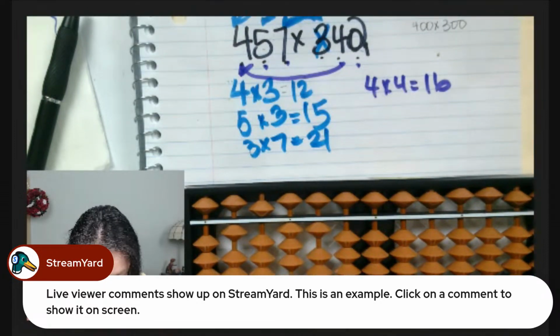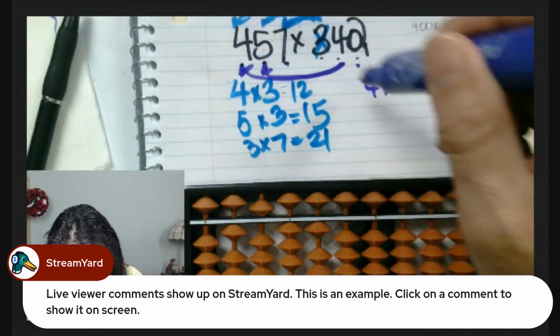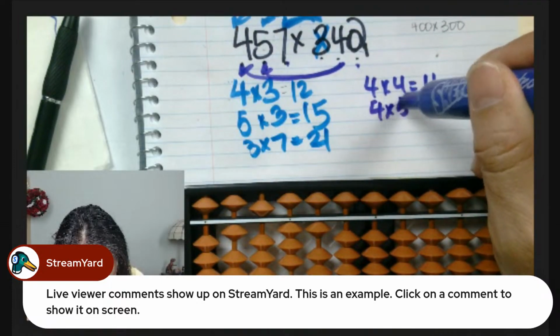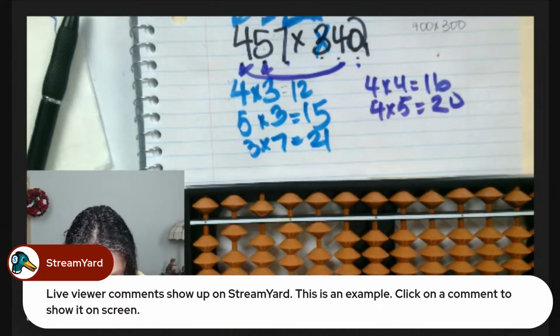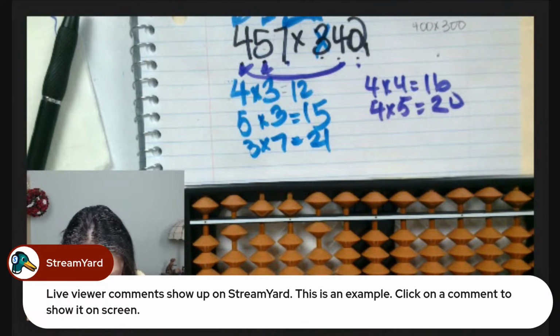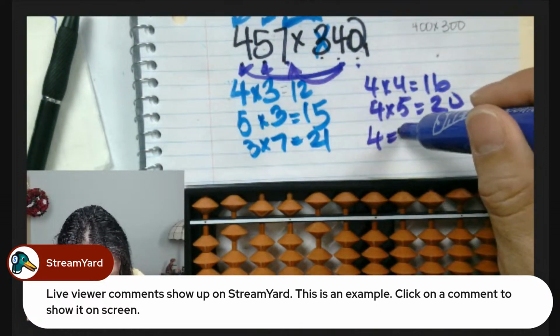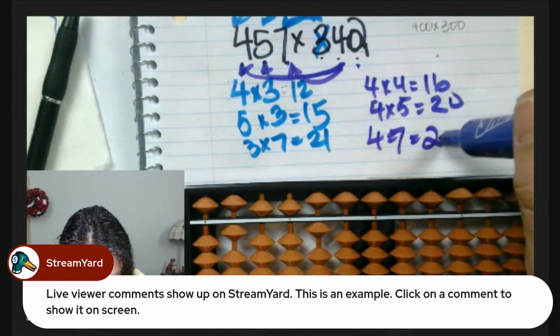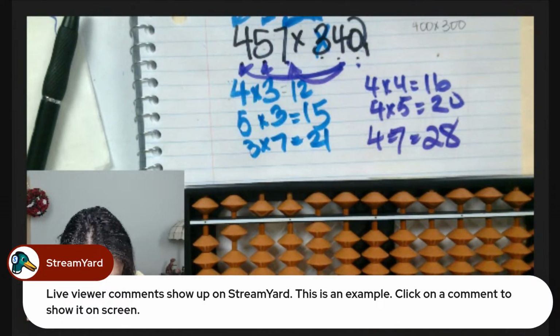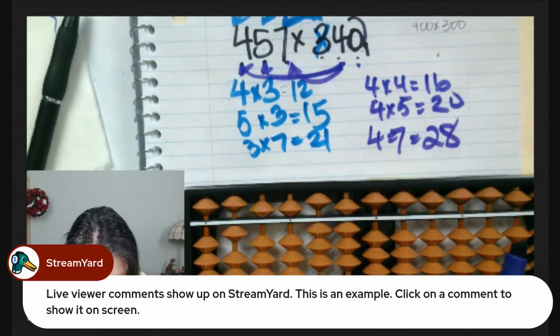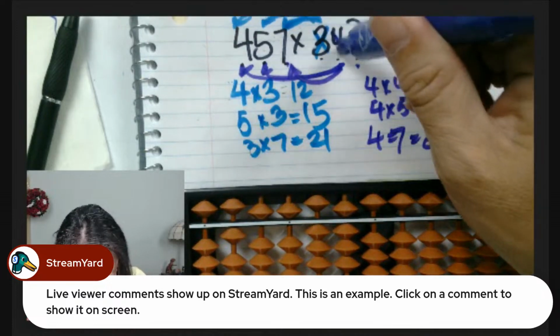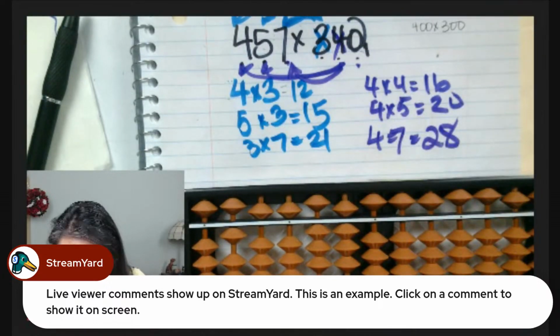And then 4 times 5 is 20. Add 2, add 0. 4 times 7 is 28. Add 2, add 8. Okay, we're done with this one. We go back. I'm going to change color.